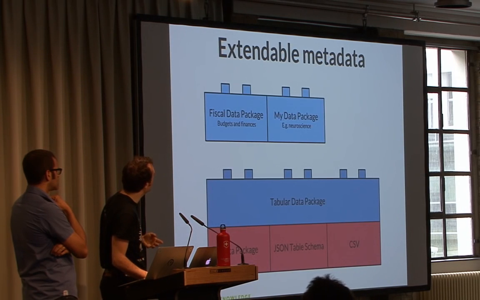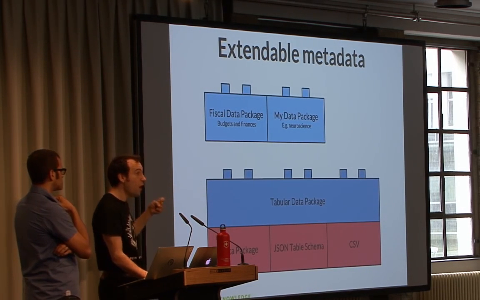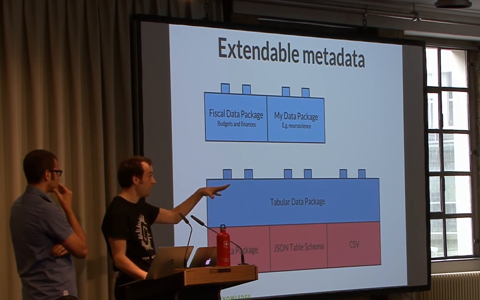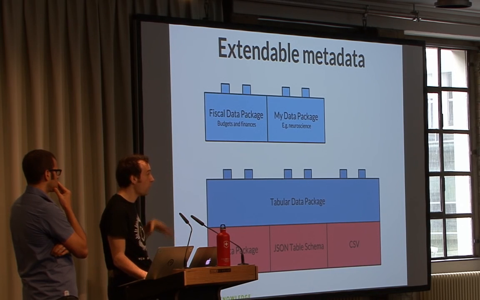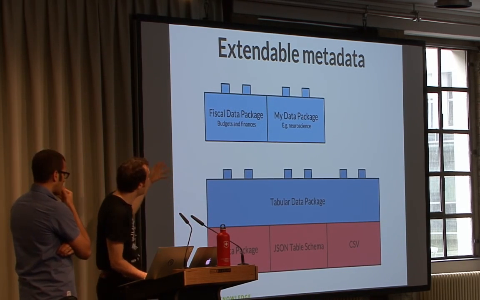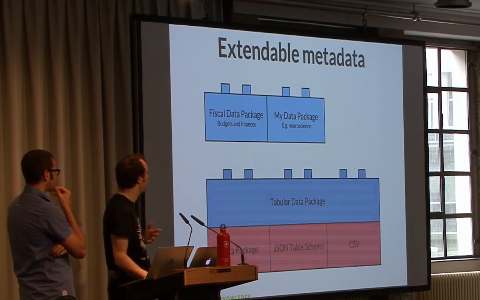And we're just going to be really quick here. You can also extend your metadata. You could say, for example, I don't just want to have tabular data. I want tabular data which has these 8 fields in it, and it must always have these 8 fields. Or I want to describe restaurant quality data, or anything. And you can have profiles of data package, like a fiscal data package, or a neuroscience data package.